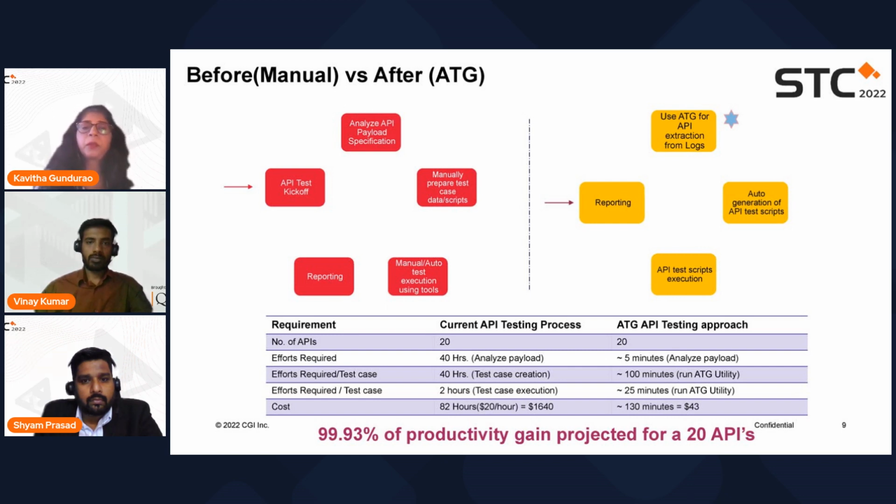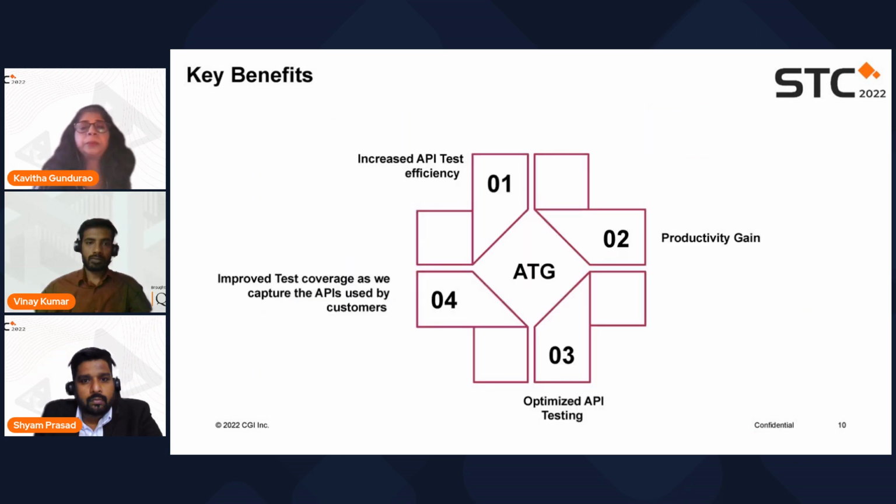Okay, now going to the next slide. Here we've put together the key benefits. We have definitely seen a very large increase in API test efficiency, and the productivity gain, as we have already seen, is close to around 90%. Even if it is not 90%, if it is somewhere around 70 to 80%, it is worth the effort. And definitely, it answers our clients' requirement: how do we optimize the testing effort?